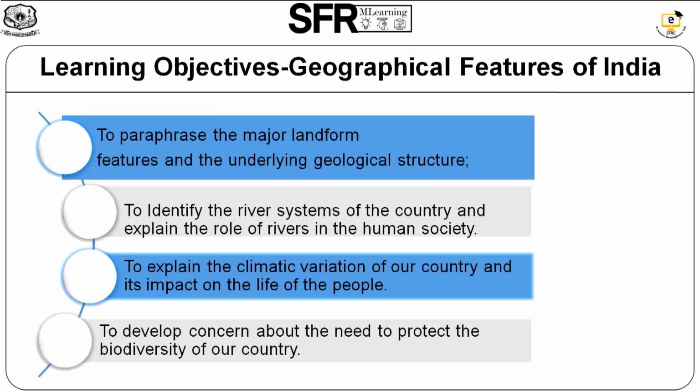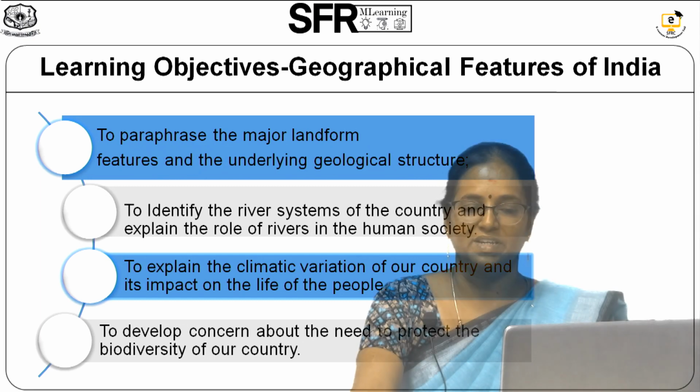The learning objectives of the geographical features of India are to paraphrase the major landform features and the underlying geological structure, to identify the river systems of the country and explain the role of rivers in human society, to explain the climatic variation of our country and its impact on the life of the people, to develop concern about the need to protect the biodiversity of our country.